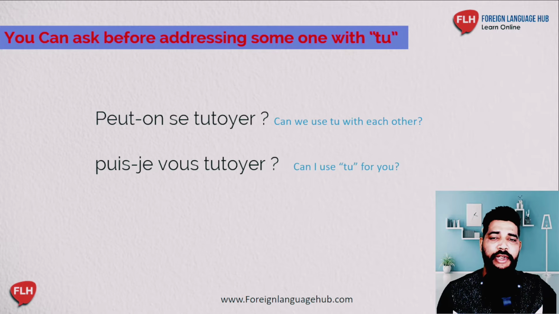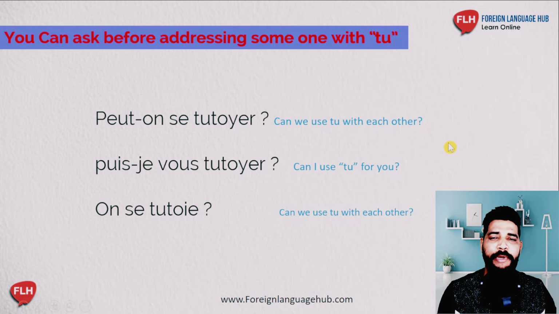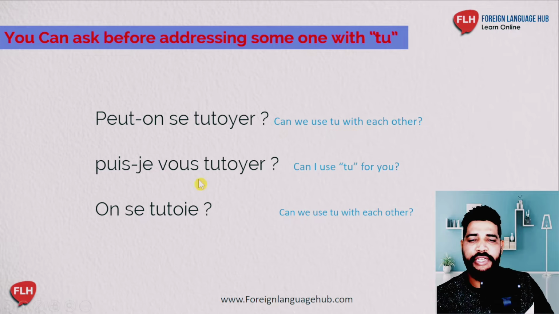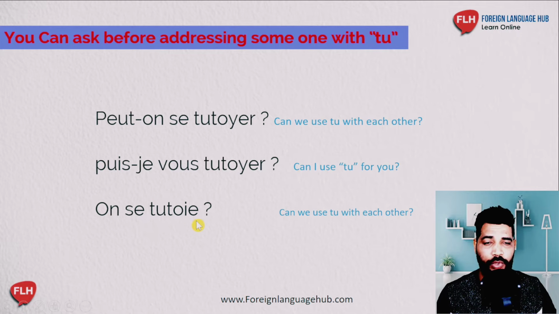There are three sentences given here. You can use them before calling somebody tu. So here it is, the first one. Peut-on se tutoyer? Can we use tu with each other? Puis-je vous tutoyer? Can I use tu for you? On se tutoie? Can we use tu for each other, right? Se tutoie, each other.